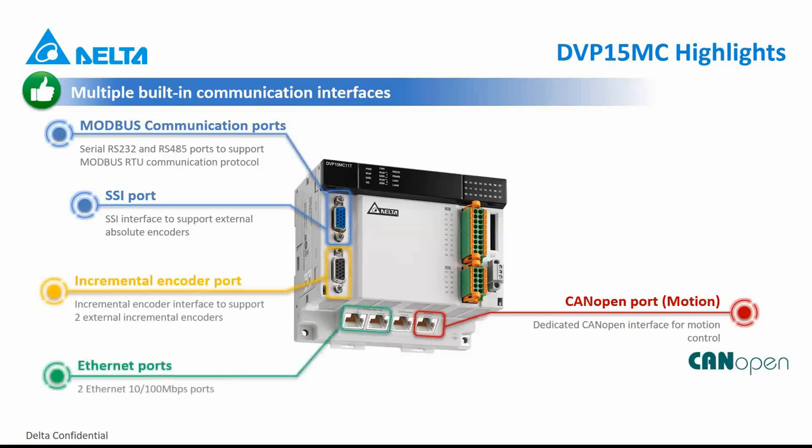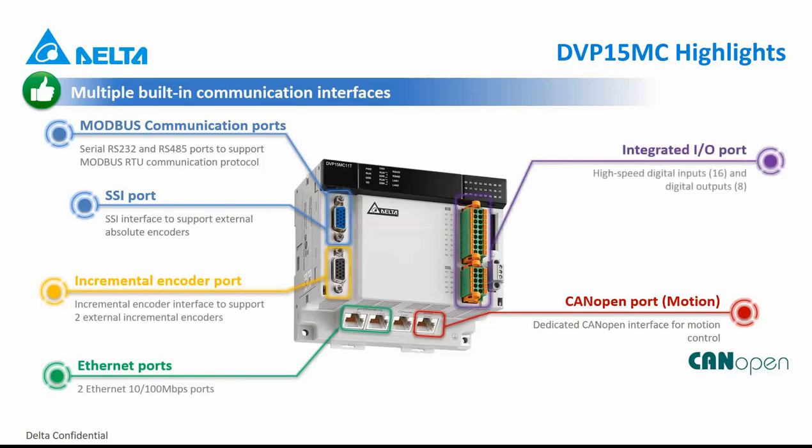There are two Ethernet ports which support Modbus for sure, and there is an integrated I/O port. In this I/O port, there are 16 digital inputs and 8 digital outputs. And there is one additional CANopen port, but this is not for motion. This is a standard DS301 port.